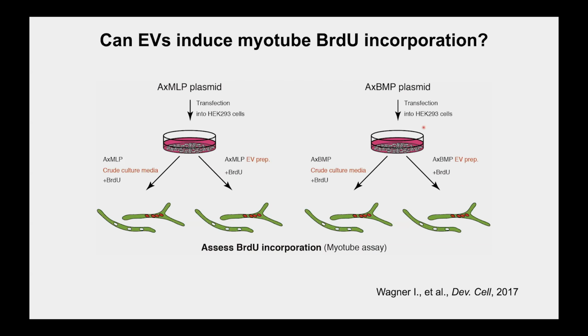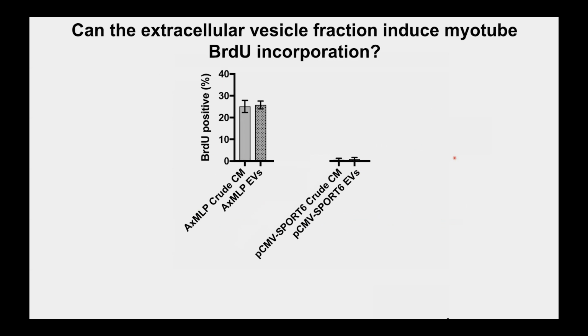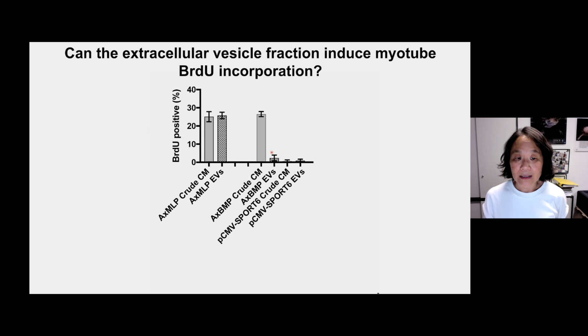So Takuji made the same transfection and media versus extracellular vesicle prep from the BMP plasmid transfected cells. You can see here that in the MLP transfected cells, he can recover activity from the culture media, but also from the purified extracellular vesicles. Interestingly, when he does the same experiment with BMPs, he gets the activity from the culture media, but not from the extracellular vesicles. So we really do believe that these axolotl MLP-associated extracellular vesicles are responsible for signaling to responding cells.